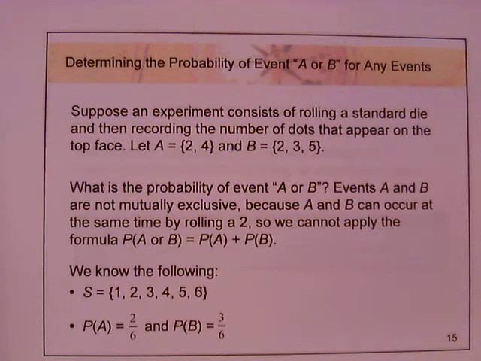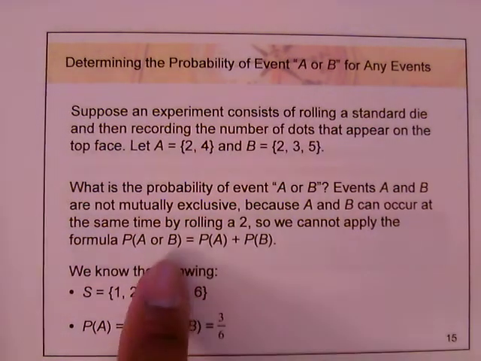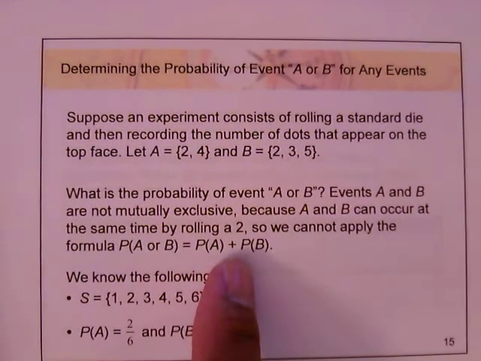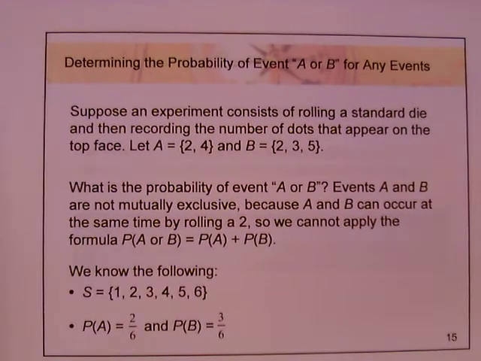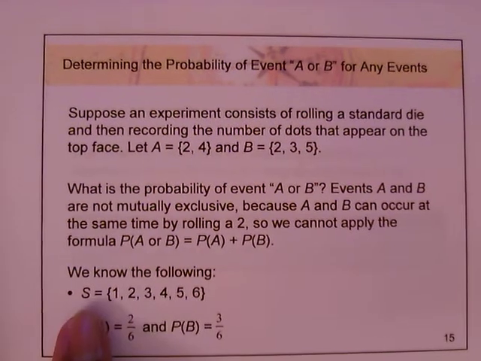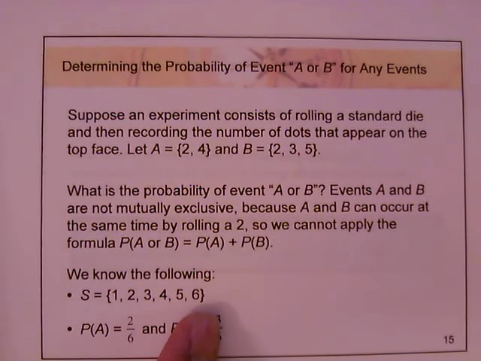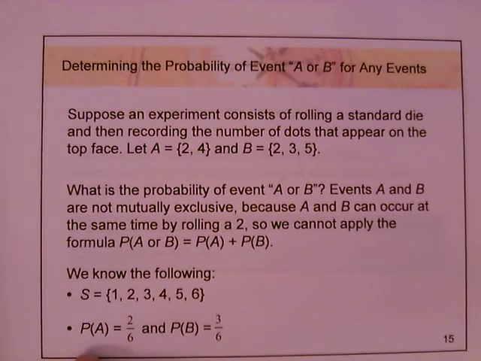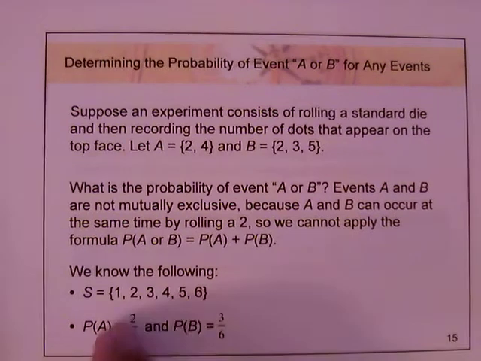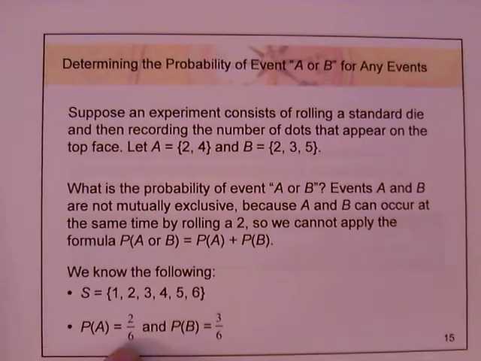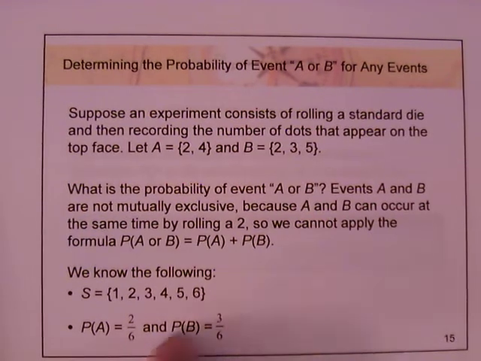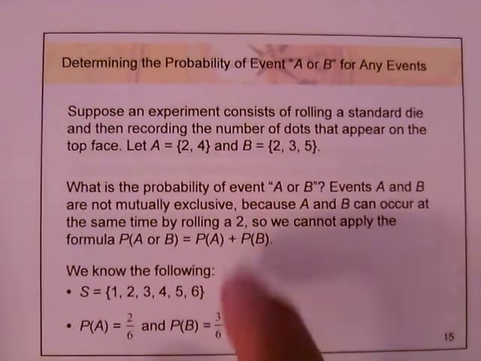Here you can see that events A and B are not mutually exclusive because A and B can occur at the same time by rolling a 2. So we cannot apply this particular formula because it's not mutually exclusive. So let's take a look at what we already know. We already know the sample space, which is 1, 2, 3, 4, 5, and 6. We know the probability of event A will be 2 over 6 because there were 2 numbers out of a possible 6. And the probability of event B was 3 over 6 because there are 3 numbers out of a possible 6.